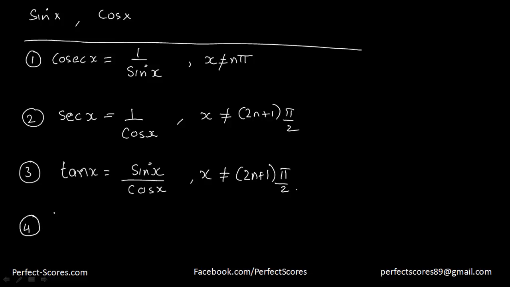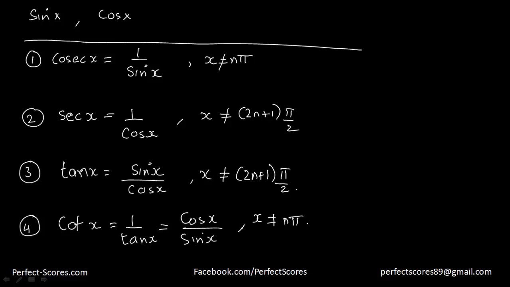Same thing over here. The fourth thing is the cotangent of x, which is the reciprocal of tangent of x, also known as the cosine of x over the sine of x. Again, since sine x cannot be 0, x cannot be a multiple of 180 degrees. So I suppose you've understood all these four identities here.